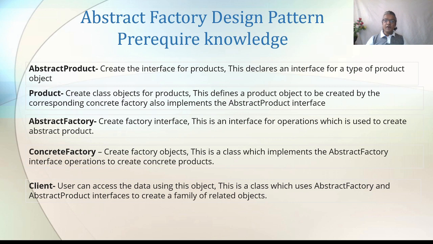Yes, we have implemented abstract product, products, abstract factory, concrete factory, and client. The client actually differentiates the objects. If the user wants a specific product, low price or high price, anything, at that time the client will decide which thing we have to give to the user. We'll go to the next slide.